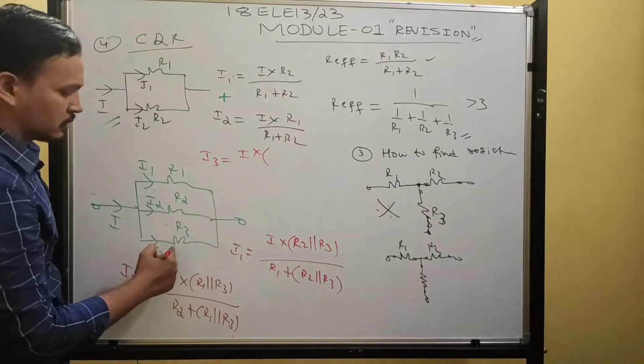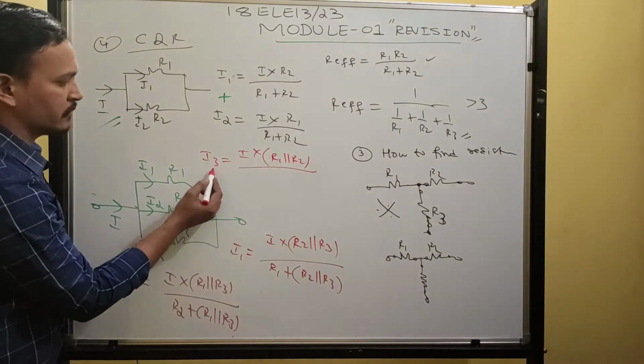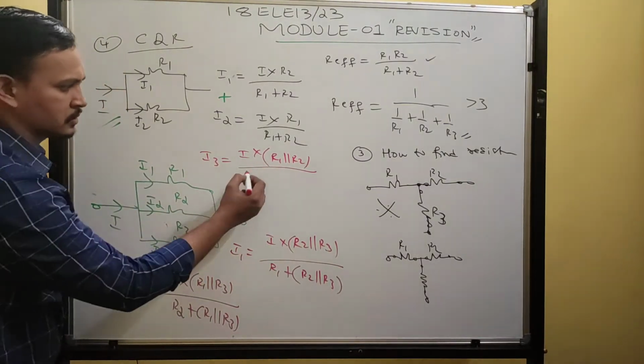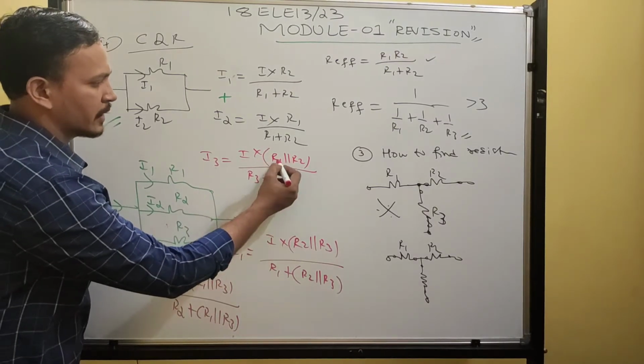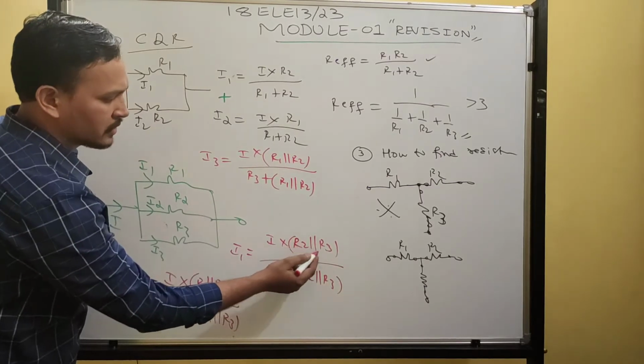Supply current into R1 parallel R2 divided by what is missing? Which current are you finding? Current in R3 resistance. That resistance will come down. Divided by, what I have done here, same thing you write: R1 parallel R2. How to find the solution for this?